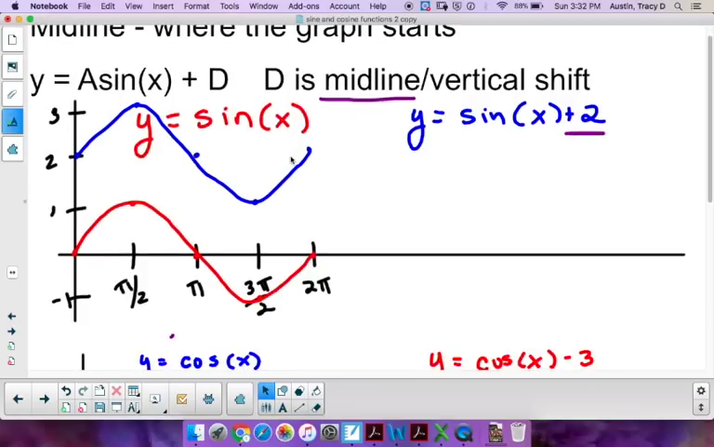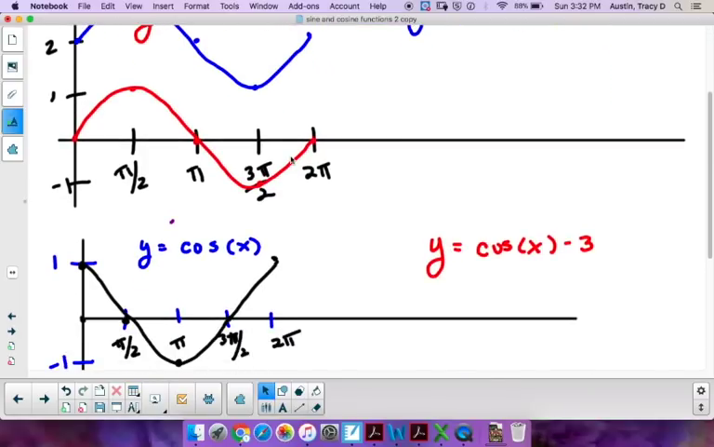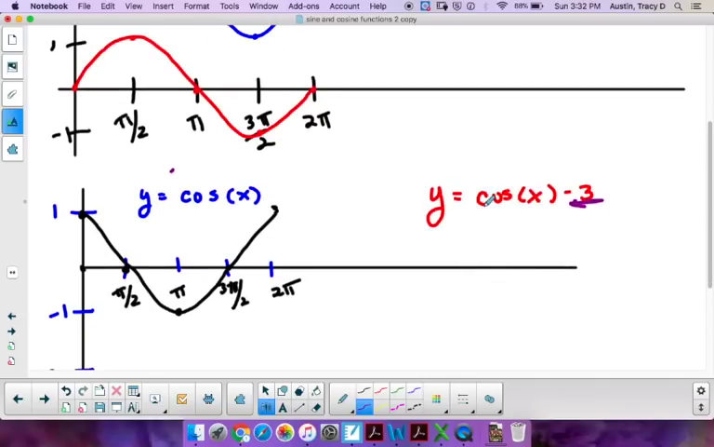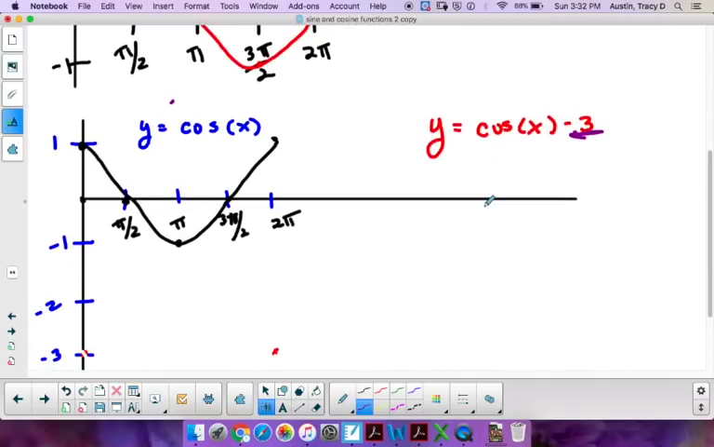Okay, so let's try one with cosine. There's my normal cosine function, y equals cosine of x. That starts at 1, goes down to 0, then -1, and then back up to 1. Notice again that 0 is still its midline. It would cut the graph in half vertically, half above it and half below it. My transformation on this one is to take that entire graph and shift it down 3, -3. So we're going to move the whole graph down 3. Every point goes down 3.